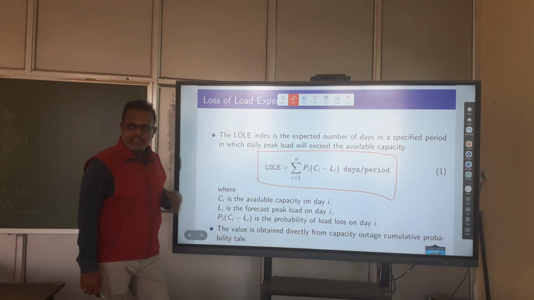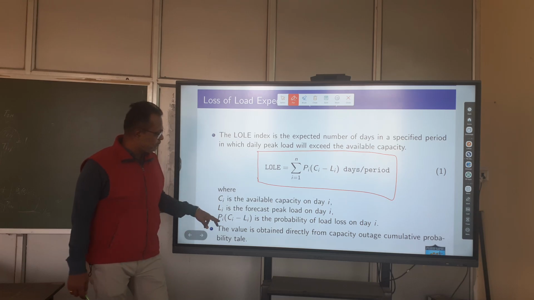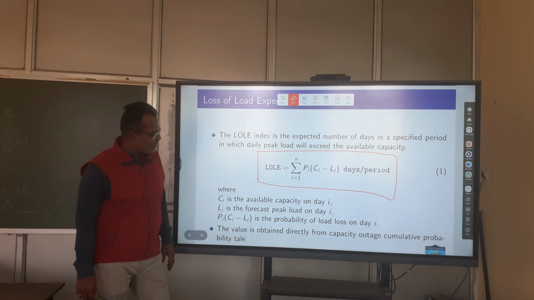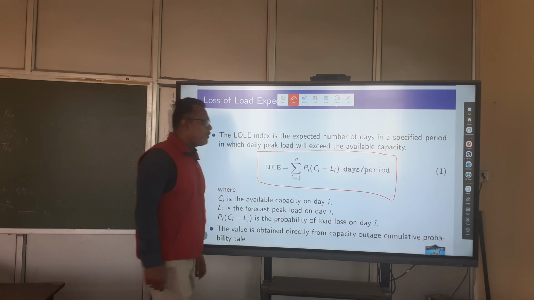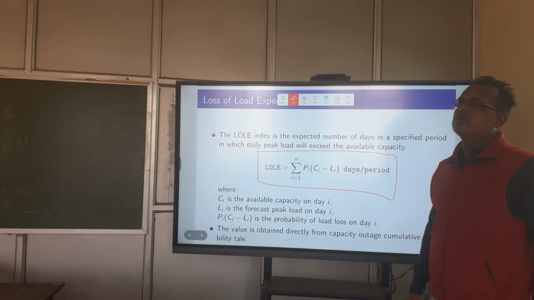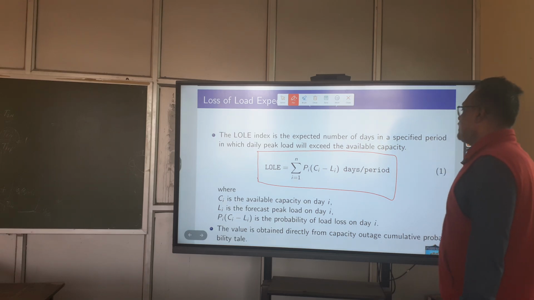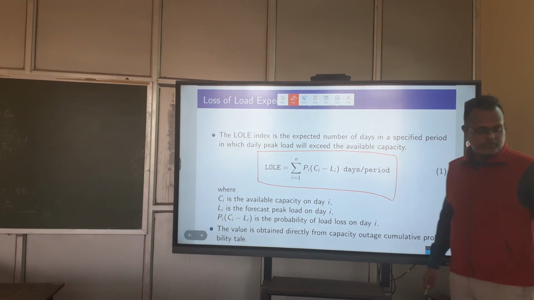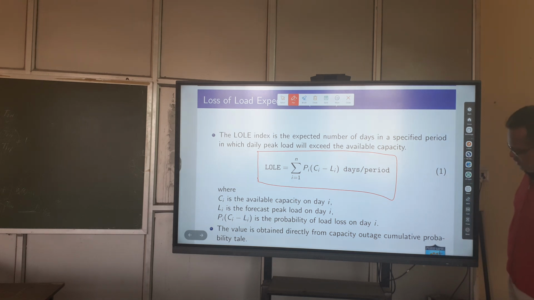We are making an estimate, so it is the forecast. Pi is the probability of the load on day i. The value is obtained directly from the capacity outage cumulative probability table. So for computing LOLE, the first step required is to prepare the capacity outage table. When you write this formula, this is very important, because when you go to the Excel sheet to compute the LOLE, you need to know this formula.